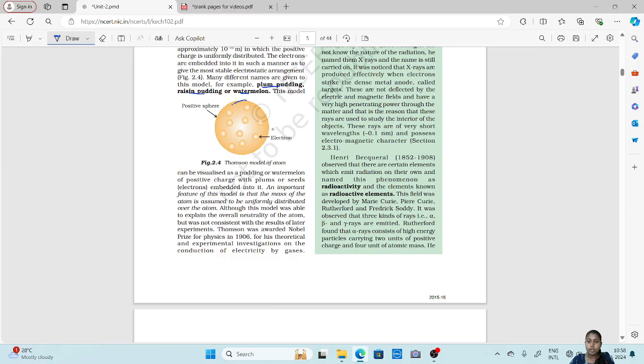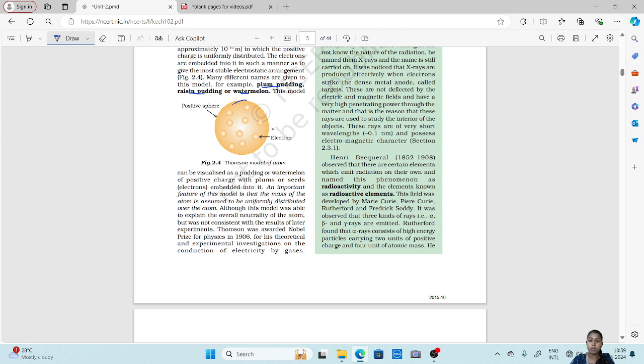An important feature of this model is that the mass of the atom is assumed to be uniformly distributed over the atom. So whatever mass is present in any atom, it is uniformly distributed over the atom. Although this model was able to explain the overall neutrality of the atom, it was not consistent with the results of later experiments. This model was able to explain the stability or the neutrality. It made the atom neutral because there is an equal number of electrons and protons, everything is neutral, but it failed in further experiments where this model was used.